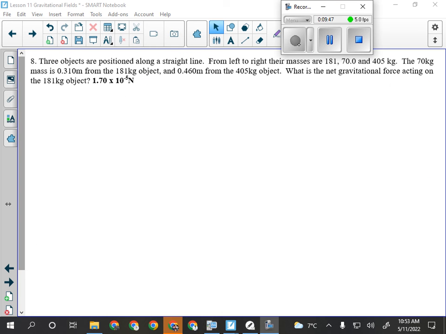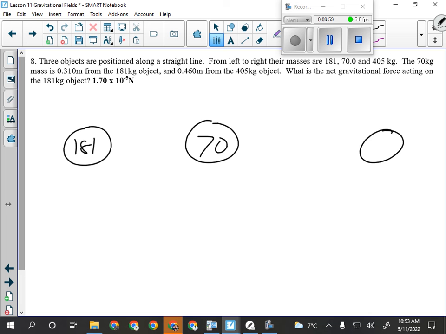Okay, so 3 objects positioned in a straight line from left to right. They are 181, 70, and 405 kilograms. There is no scale, I just drew it. Okay, so the 70 kilogram mass is 0.310 meters from the 181, and actually that's not too bad for scale, for the distance anyway, and 0.460 meters from the 405. What is the net gravitational force acting on the 181 kilogram object?